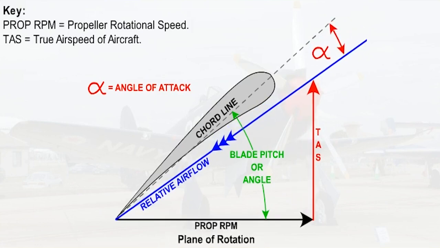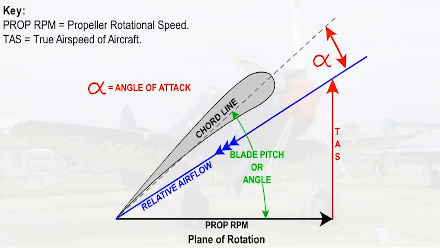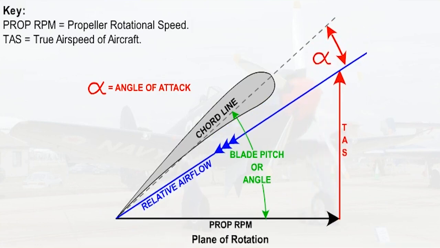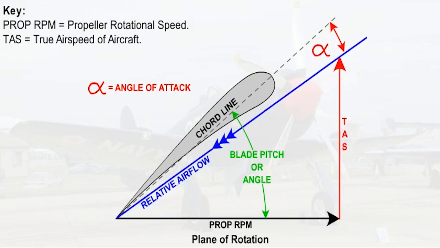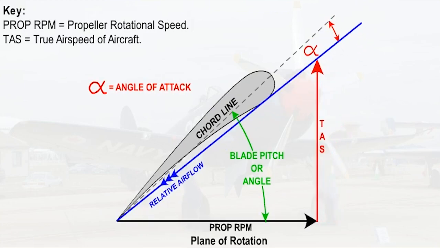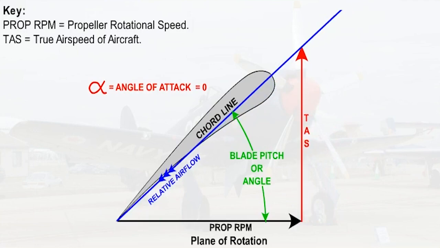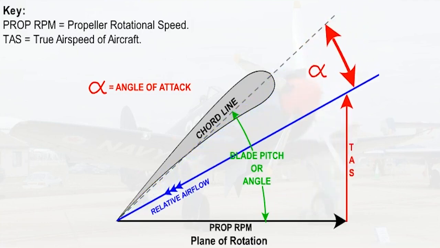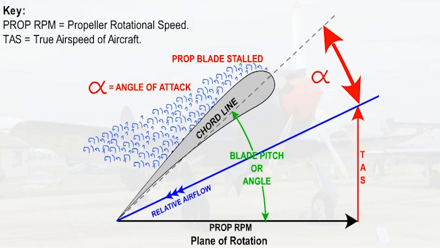This animation shows that an increase in RPM will increase the angle of attack, whereas an increase in true airspeed will reduce it. At high forward speed with low RPM, for instance in a power-off dive, it's possible to reduce the angle of attack to 0, while at a low true airspeed with a high RPM, for instance in a climb, it's possible to stall the propeller blade. Both extremes are obviously inefficient and therefore undesirable.